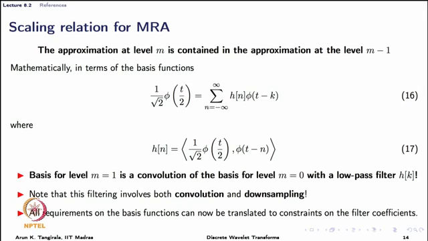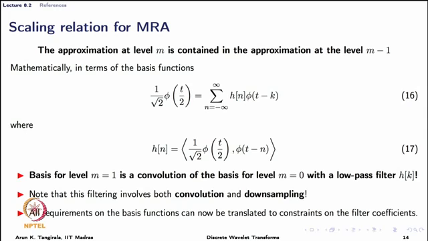That is the beauty here, because we have assumed the phis to be orthonormal. There is a slight mistake in equation 16, it should be t minus n, not t minus k. Because the phis are orthonormal, the coefficients are obtained by simply taking the inner product between 1 over root 2 phi of t by 2 and phi of t minus n.